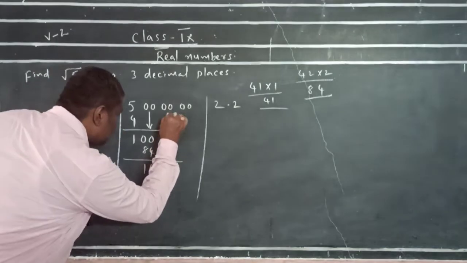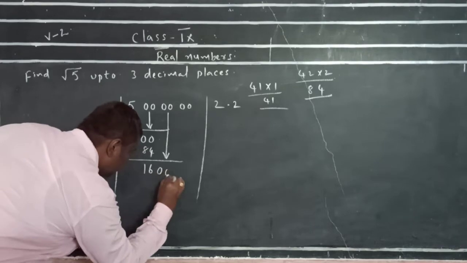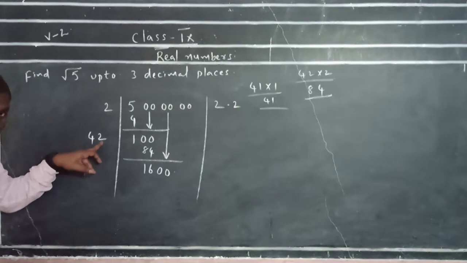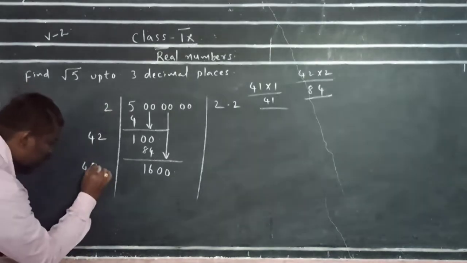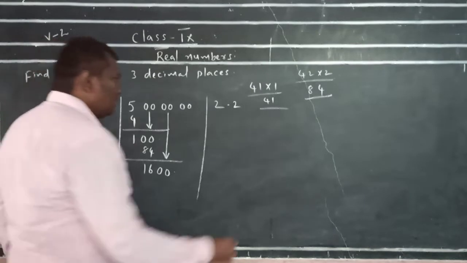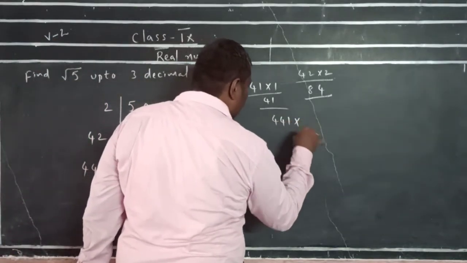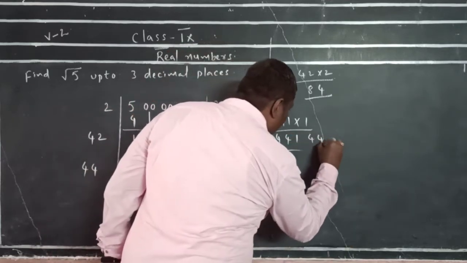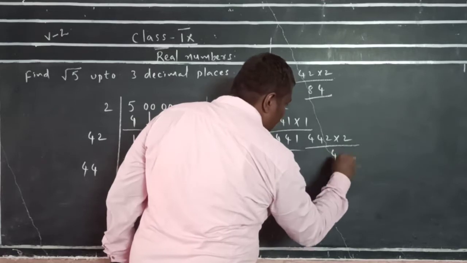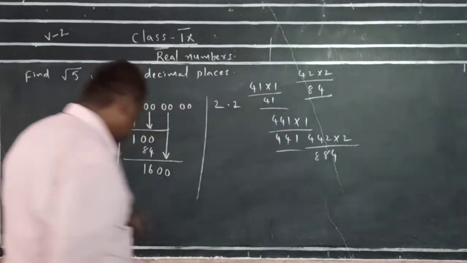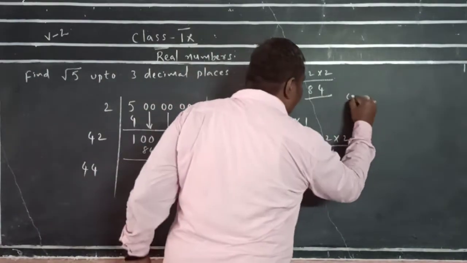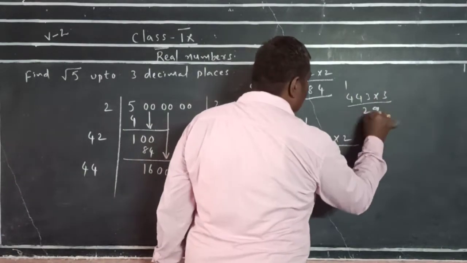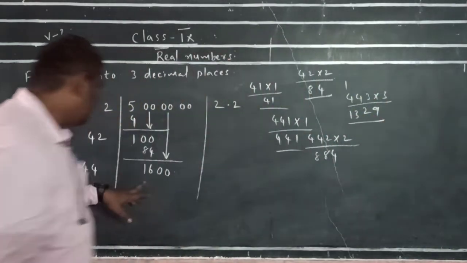Again you take 0. In the first, you don't change the first value 4. Here the 2 value is there, double it: 2 plus 2 is 4. Here 441 once is 441. No, 442 twos is 884. No, these are lesser numbers. 443 into 3: 3 threes is 9, 3 fours is 12, and 13. This is the nearest number.